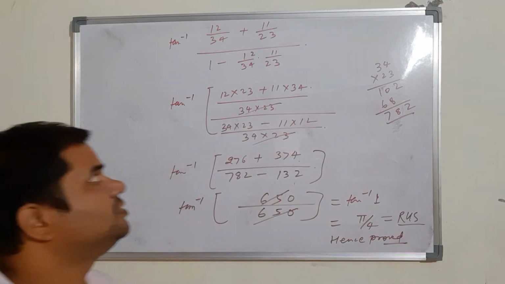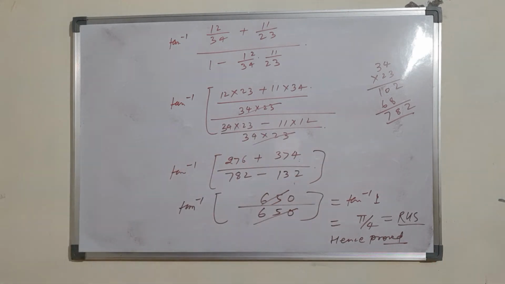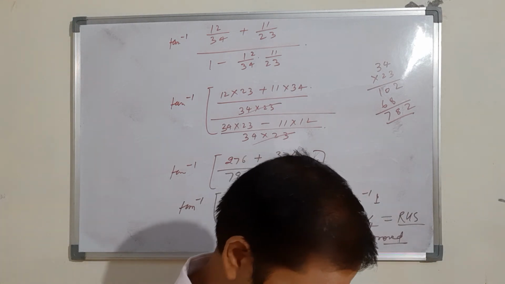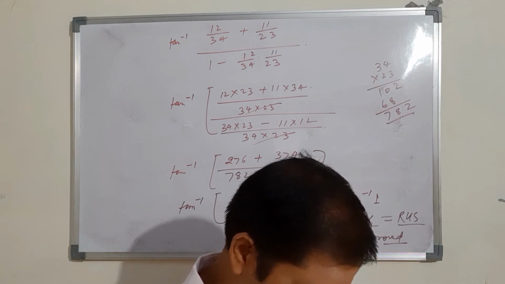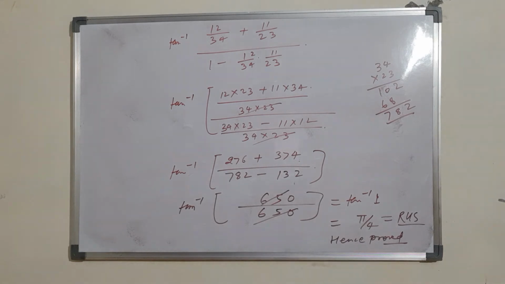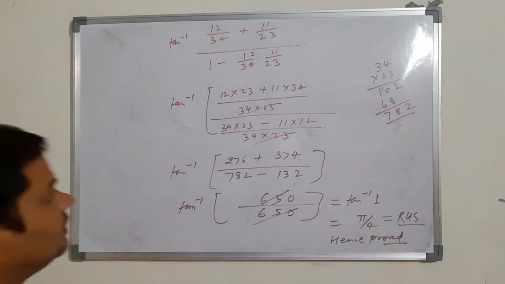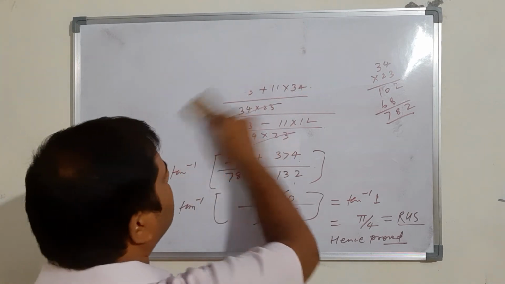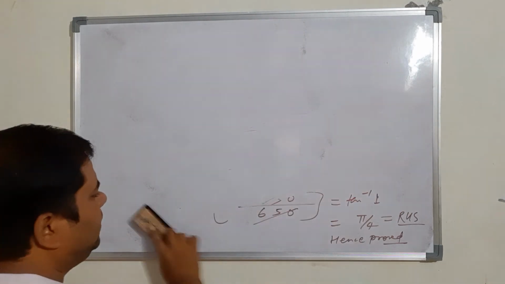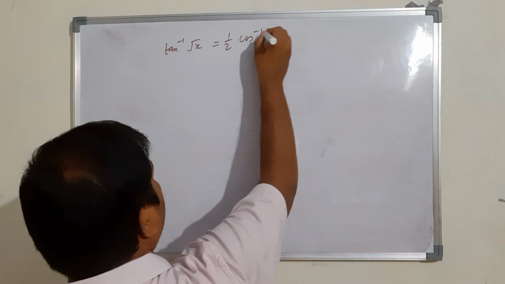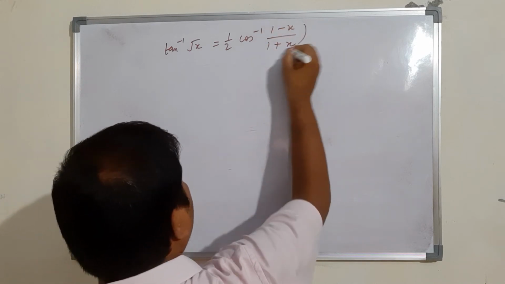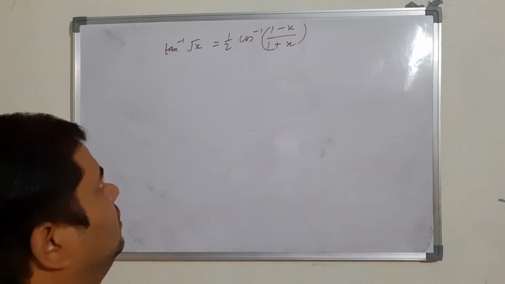So this is also an important question, so please try to understand this one. Prove that tan inverse of root x is equal to 1 by 2 cos inverse of 1 minus x upon 1 plus x. So this is the question.